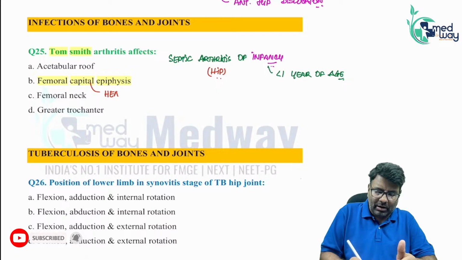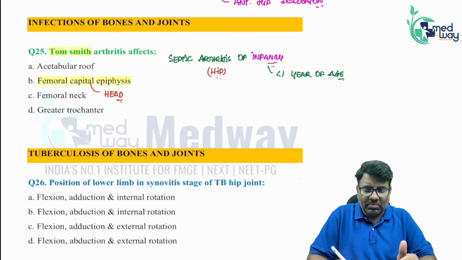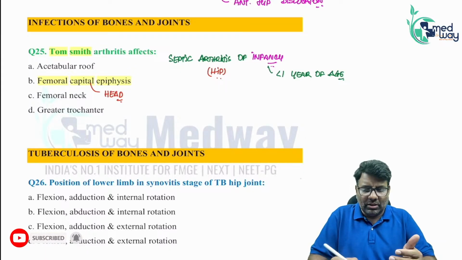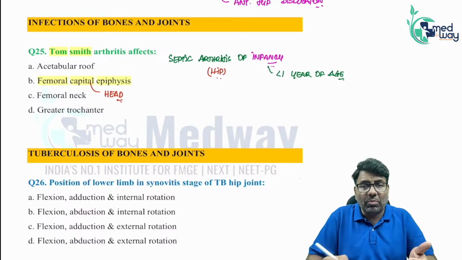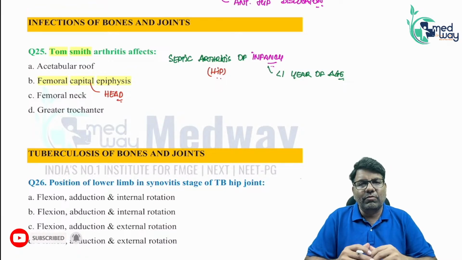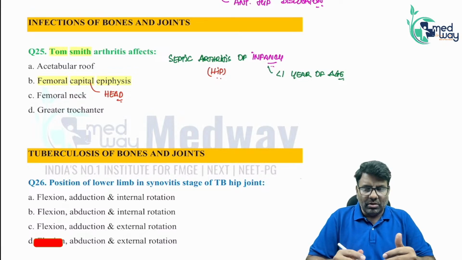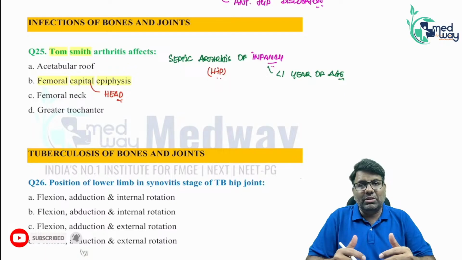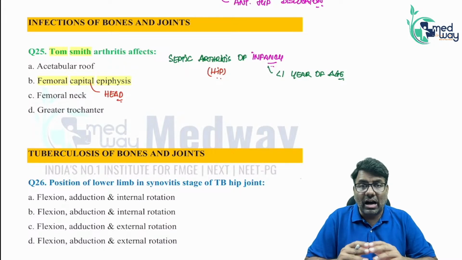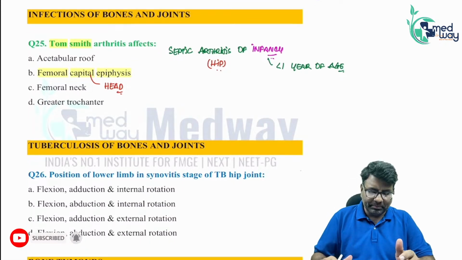Capital means head. Since it is primarily cartilaginous, it is damaged by the infective process, and at such a younger age, less than 1 year, the child is not able to communicate about the problem. So there is extensive damage to the hip joint, especially to the femoral head epiphysis. Because it is soft, it is easily damaged. So this is one of the very problematic conditions, because by the time the condition is diagnosed, much of the damage to the femoral head epiphysis has already occurred. So this is Tom Smith arthritis or septic arthritis of hip in infancy.